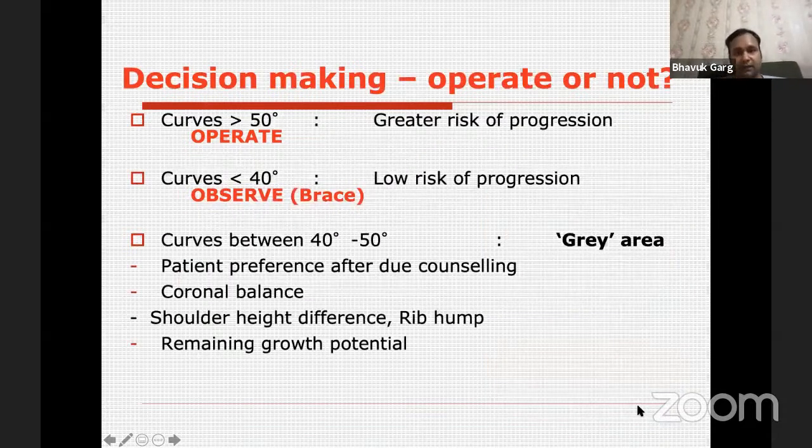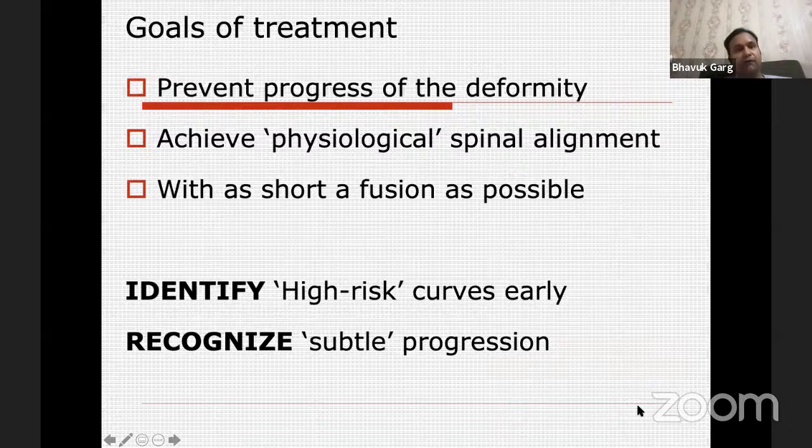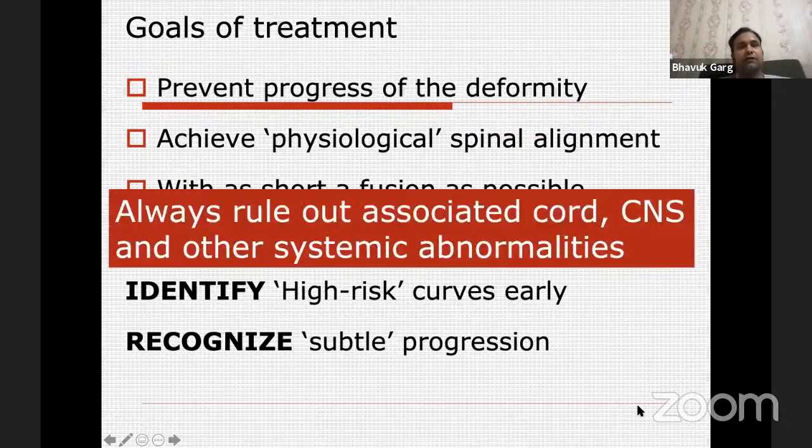So the decision to operate or not depends upon the Cobb angle nowadays. If the curve is more than 50 degrees, there is a greater risk of progression. We operate, we all know this, and if it is less than 40, we observe. Between 40 to 50 remains a gray zone, which depends upon various things. I'm not going into details. The goals of treatment, we all know, are to prevent the progression of the deformity and to achieve alignment with as short a fusion as possible. We also have to identify some high-risk curves and recognize subtle progression as well.